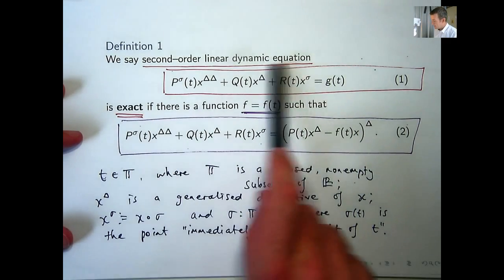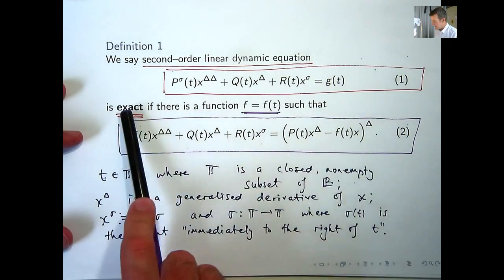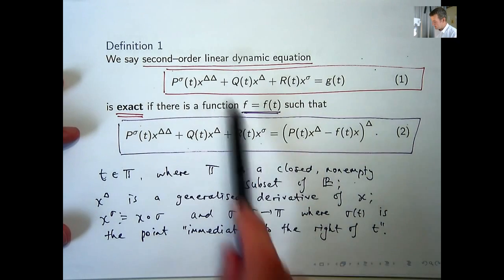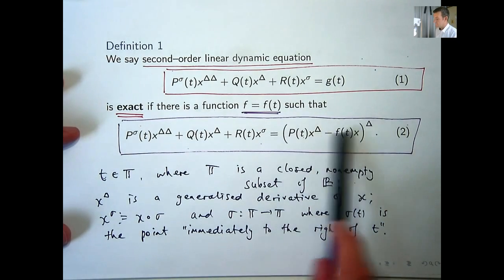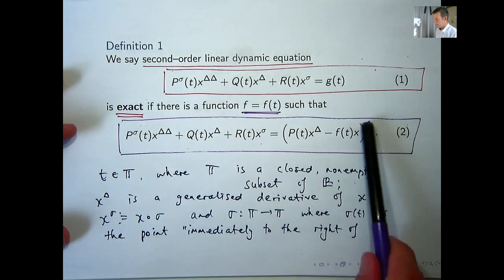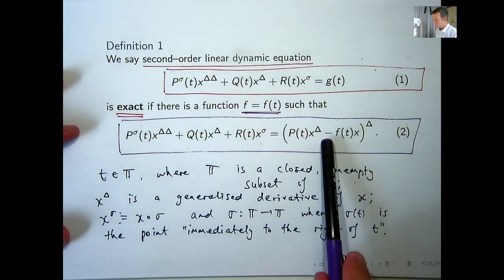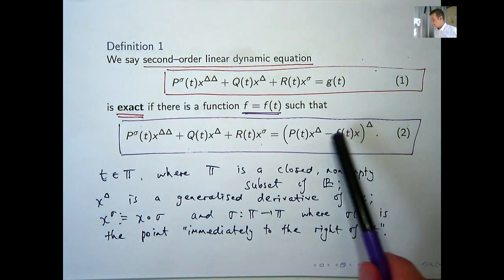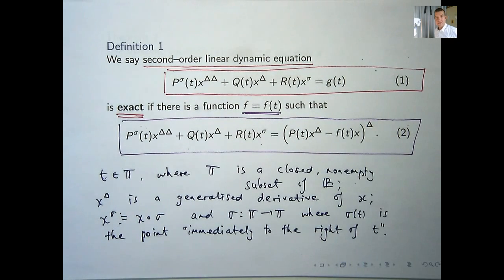We say the second order linear dynamic equation given here is exact if we can produce a function f such that the left hand side is equal to the delta derivative of this. Now, first of all, you may think, why have I got a minus there? Why not a plus? Well, you could have a plus there. Why I've got a minus there will become clear a little bit later. It has to do with, I guess, using a quotient rule rather than a product rule in the calculations.